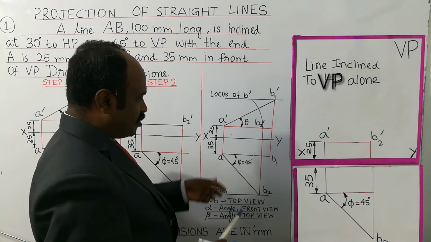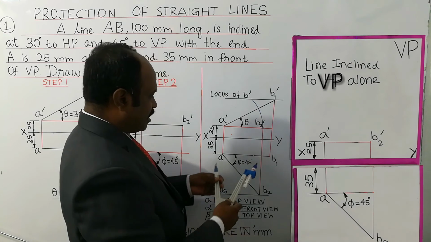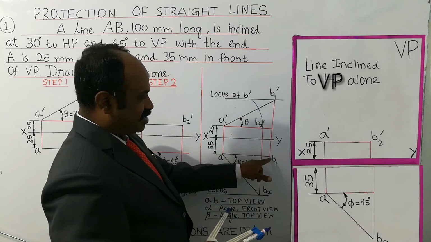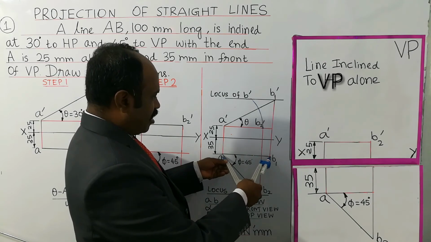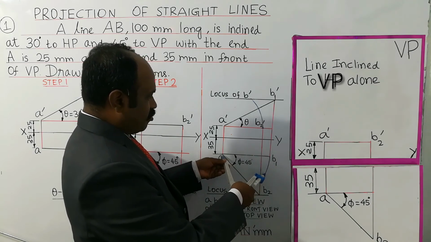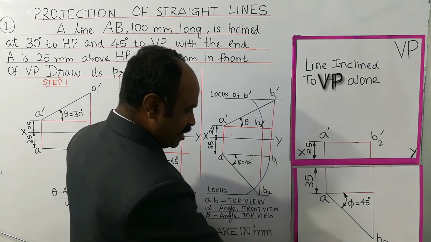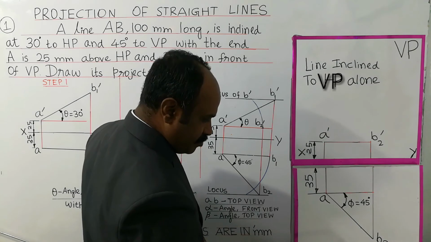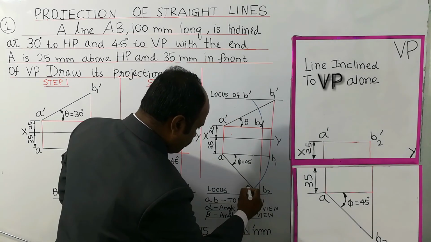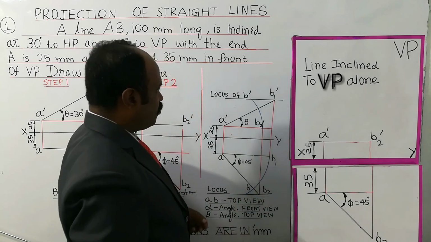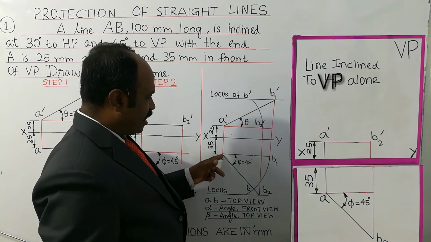And also in the top view, to get the final top view, keep A as center and take the A B1 distance in your compass. Draw an arc. The point where the arc intersects with the locus of B is marked as B. Now the final front view will be A dash B dash, and the final top view will be A B.